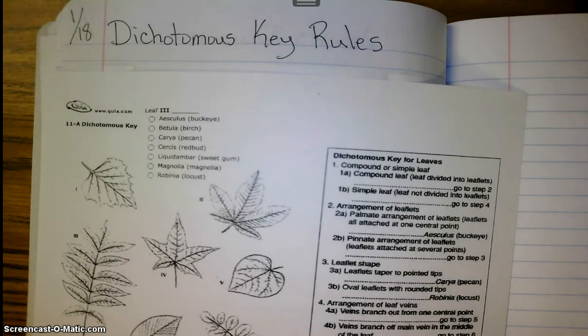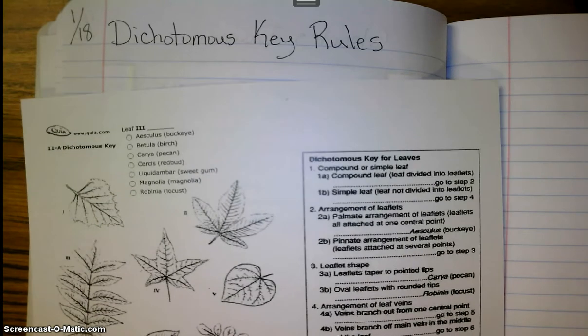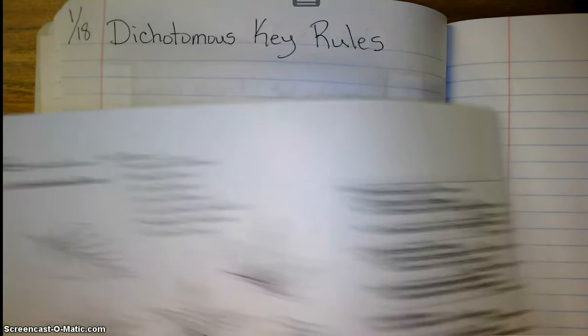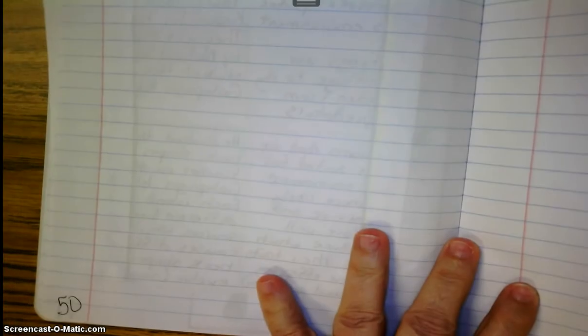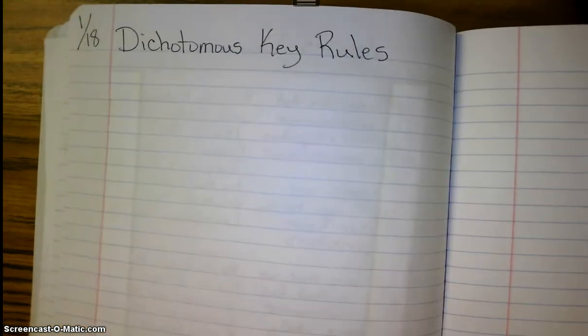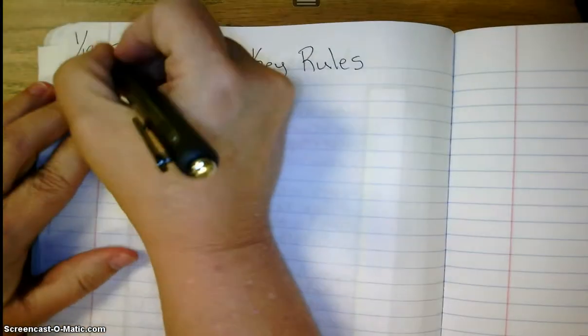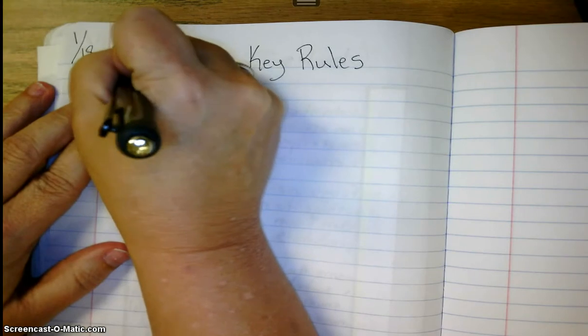We are on page 50 in your journal. We're going to be talking about the dichotomous key. We started this on Friday. We're continuing it today with some more practice. And on page 50 in your journal, we're going to first define what a dichotomous key is.